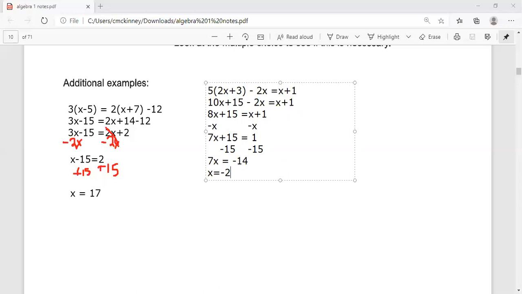Again, we can always plug the number in to every place there is an x, and then we will see if the left side is equal to the right side.